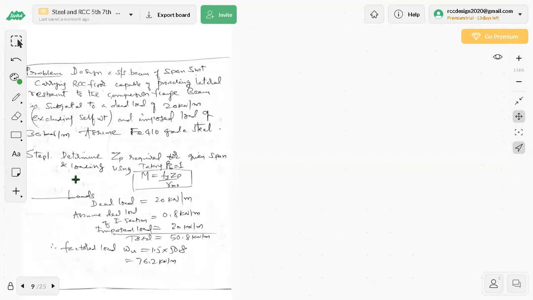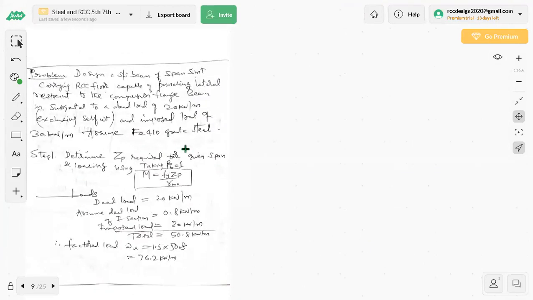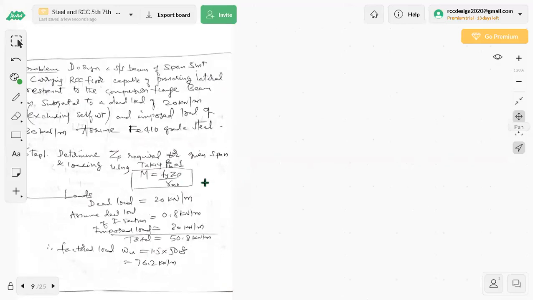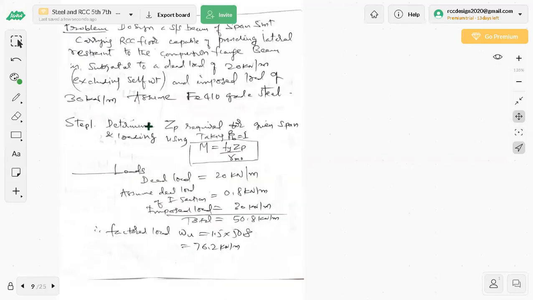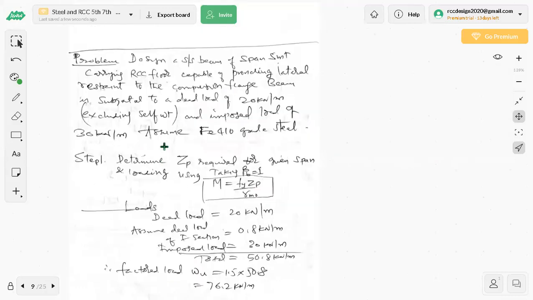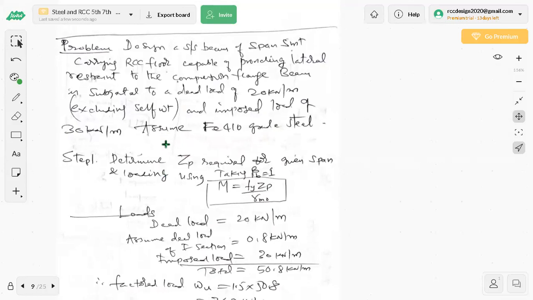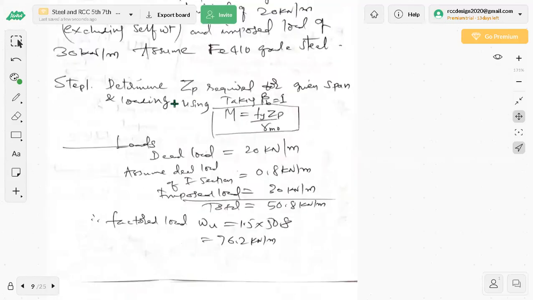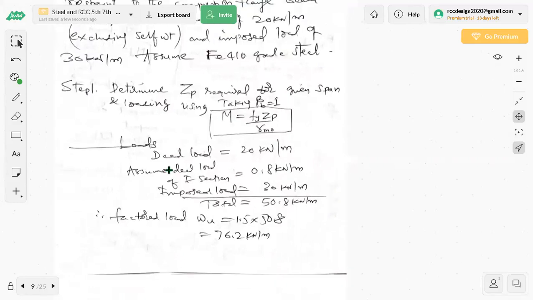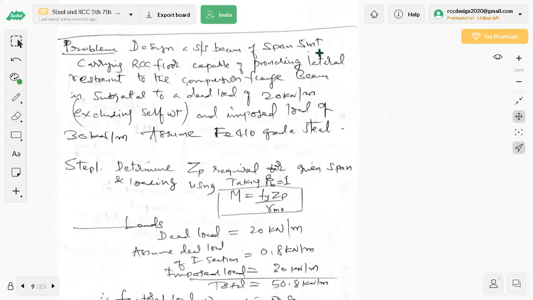So this is, again, I have taken all the loads are calculated here. What I have done is I have simplified this one. Simplified problem I have taken now. How the load is calculated, I explained in case a room is given. Now observe here, let us design this problem completely. Design a simply supported beam of span 5 meters capable of providing lateral restraint.